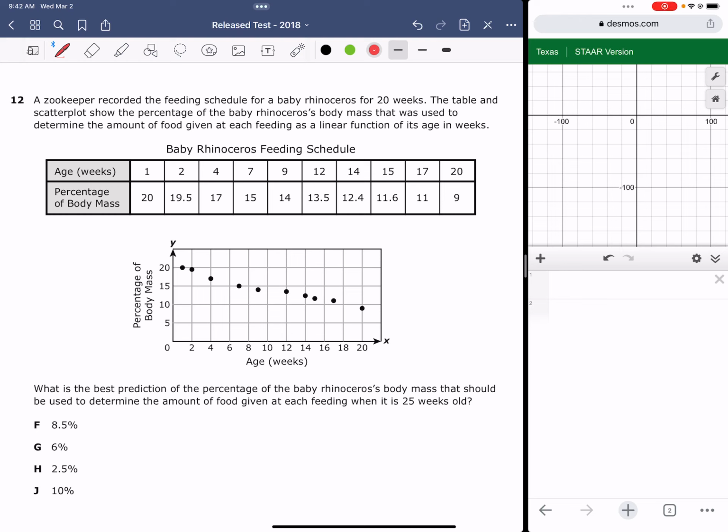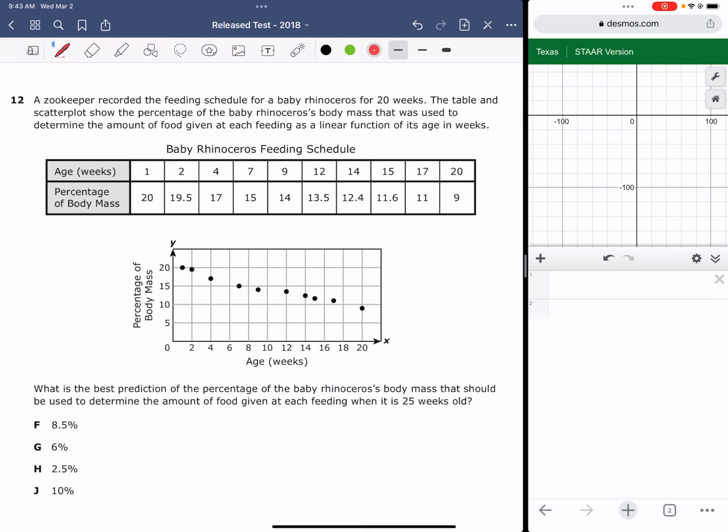A zookeeper recorded the feeding schedule for a baby rhinoceros for 20 weeks. The table and scatter plot show the percentage of the baby rhinoceros's body mass that was used to determine the amount of food given at each feeding as a linear function of its age in weeks.